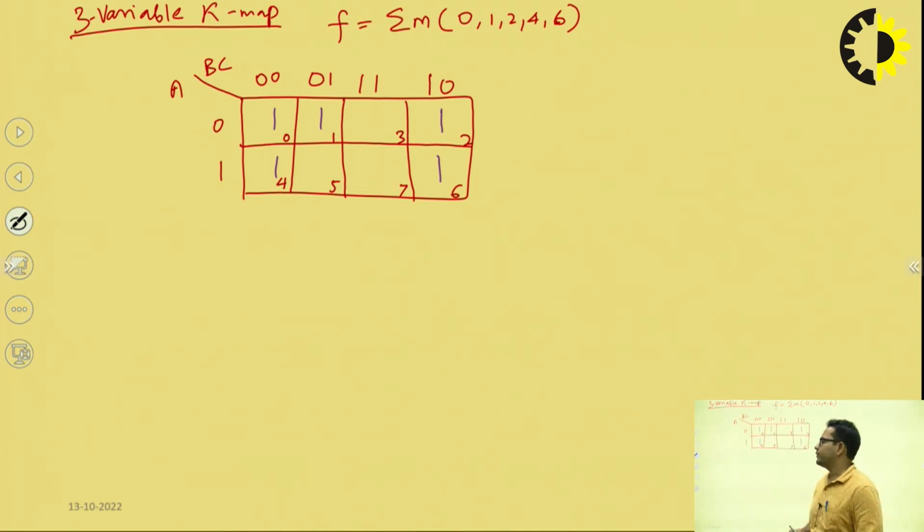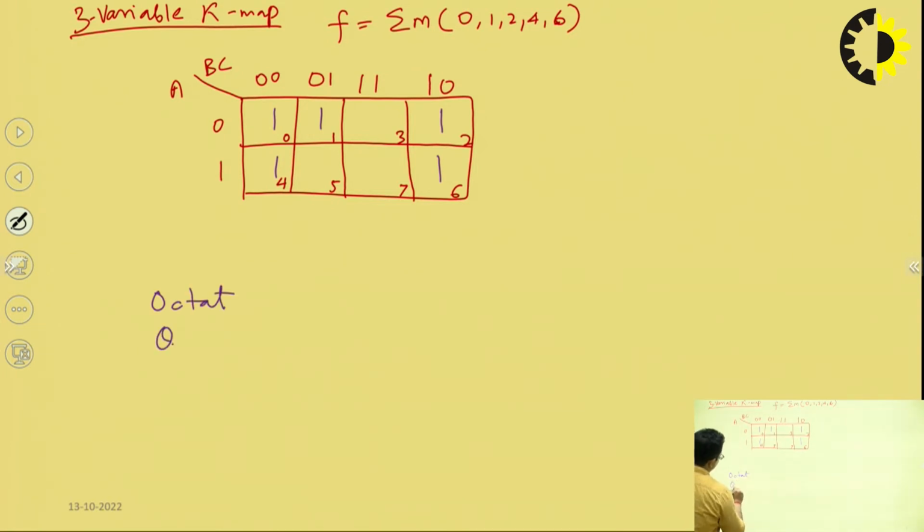Now from this we have to write the combinations. So we know that in order to form the combinations, first of all we have to observe which combinations of adjacent cells give the maximized groups. Like we can have an octet, a quad, a pair, as well as individual minterms. So the combinations are octet, then quad, then pair, and finally individual terms.